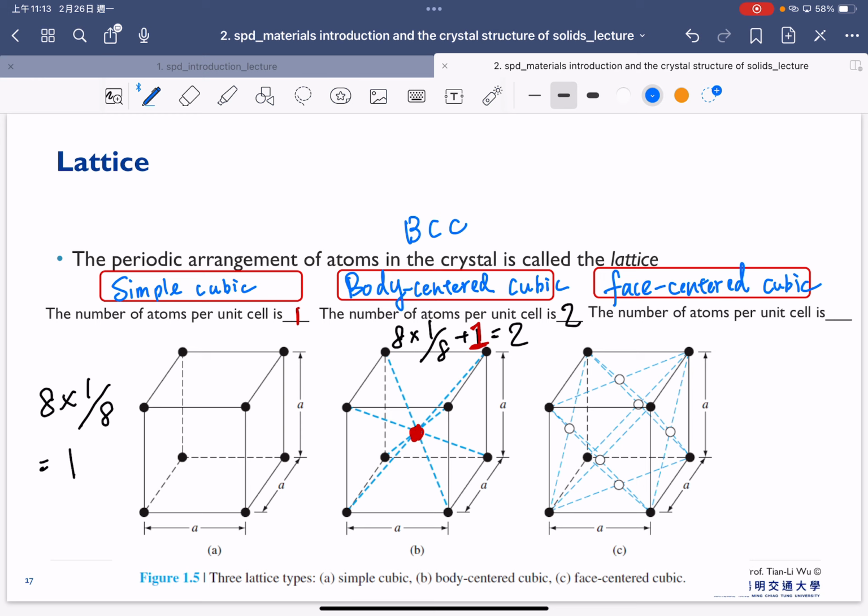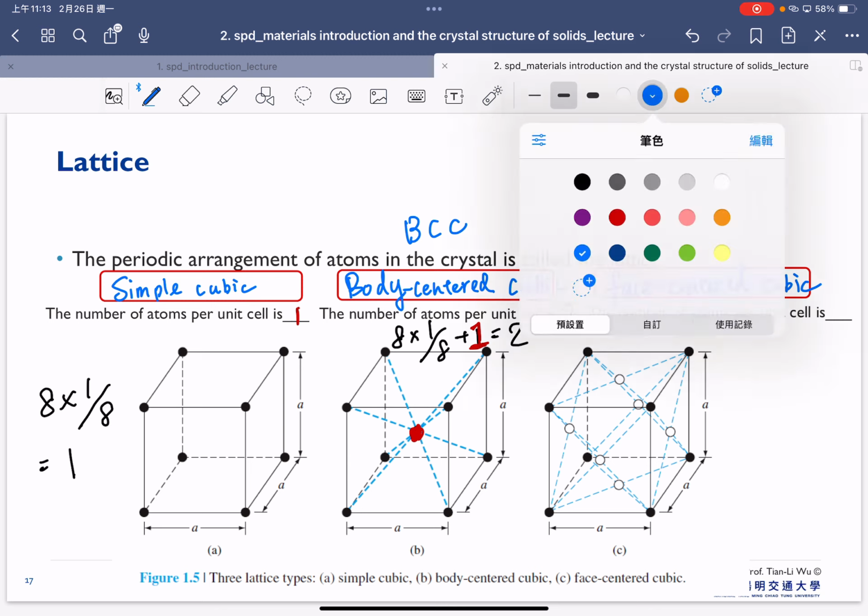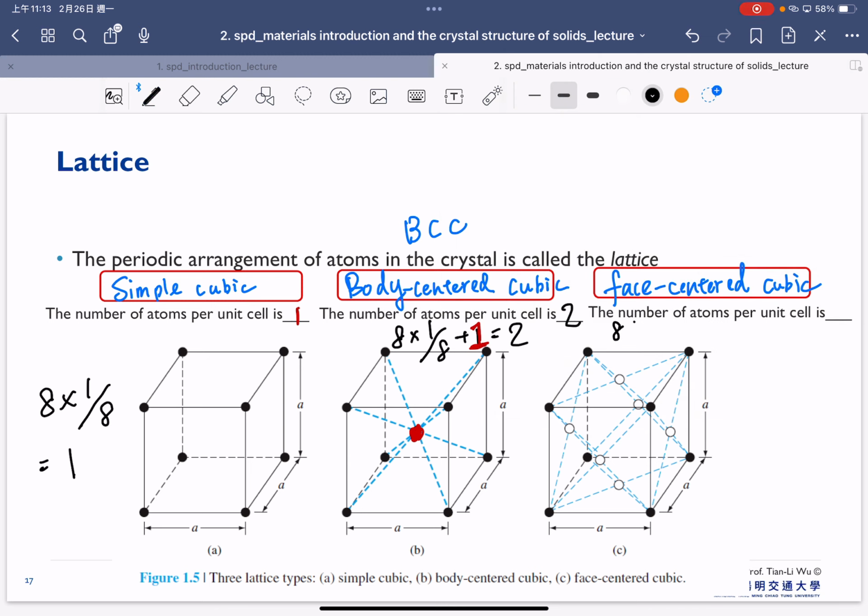For face-centered cubic, it's still the same. We have the 8 in the corner, and each corner only contributes 1/8. But now we also have the 6 in the face, and each one contributes 1/2, and therefore the total here is equal to 4.